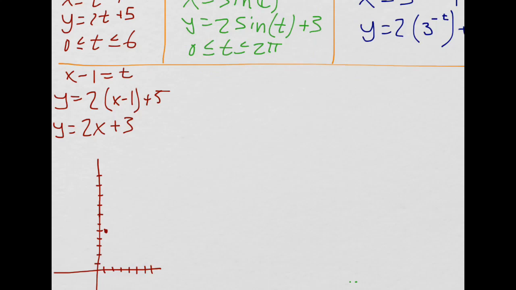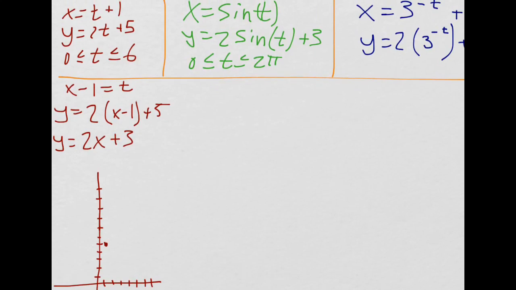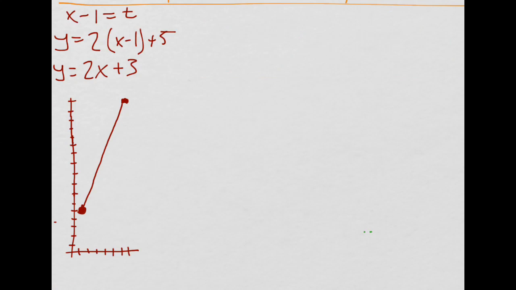Alright, let's find our ending point as well. So plug in 6 for t into x and y. So our x value is going to be 7. And our y value is going to be 6 times 2 is 12, plus 5 is 17. So we're going to get that ending point all the way over there. X value 7, y value 17. And our orientation is going to be like that.